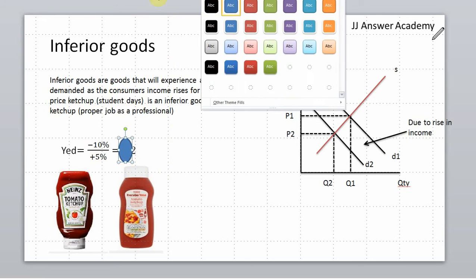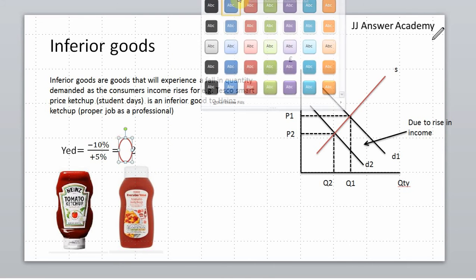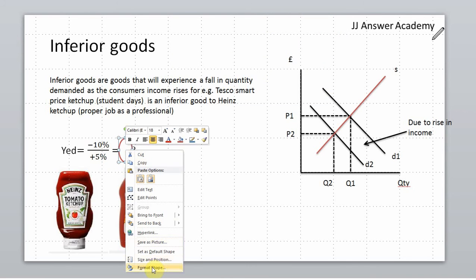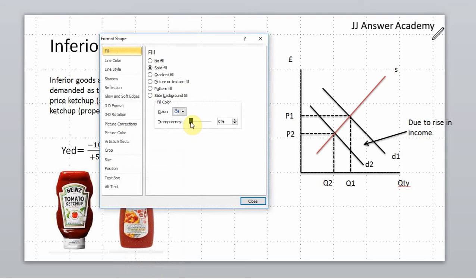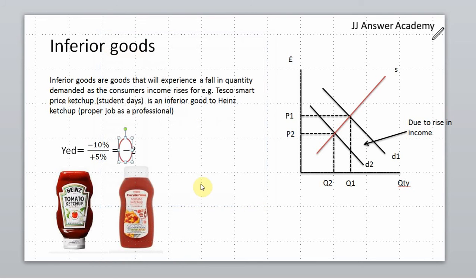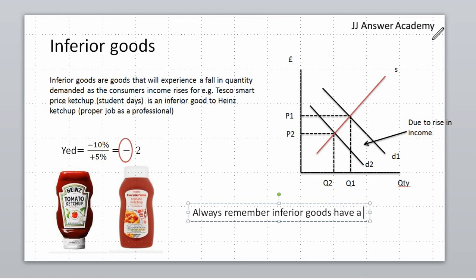Let me quickly format this. It is important to remember that inferior goods YED is always negative. So if you have an MCQ question, always remember inferior goods have a negative YED.